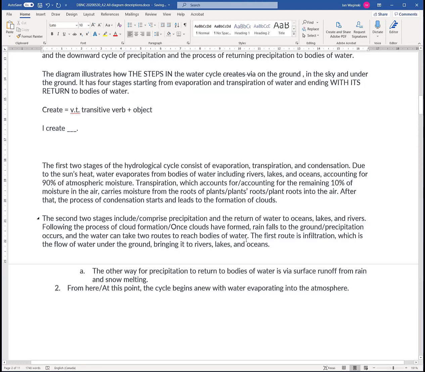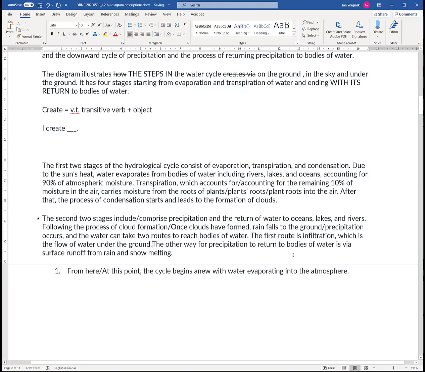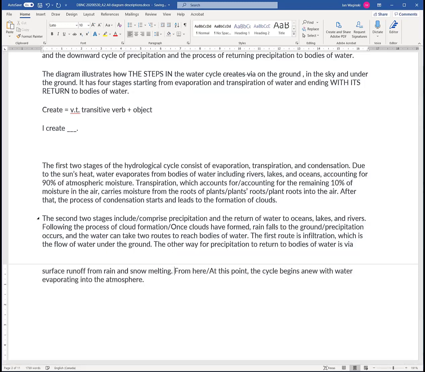Okay. Then, which is the flow of water under the ground, and it's a bit repetitive. The first route is infiltration, which is the flow of water under the ground. And then the other way, precipitation empties to the water via surface runoff from rain and snow melting. And then from here, at this point, the cycle begins anew with water evaporating into the atmosphere.